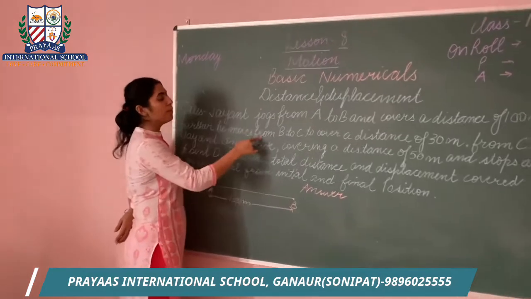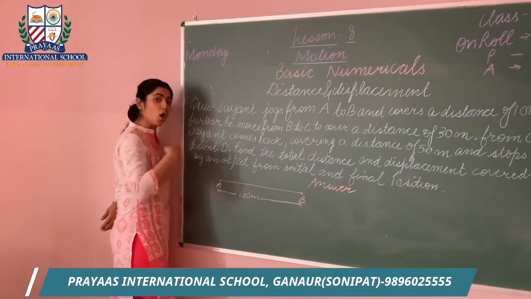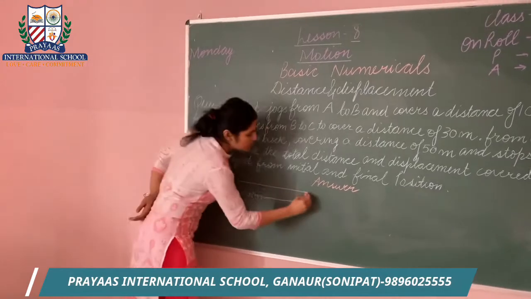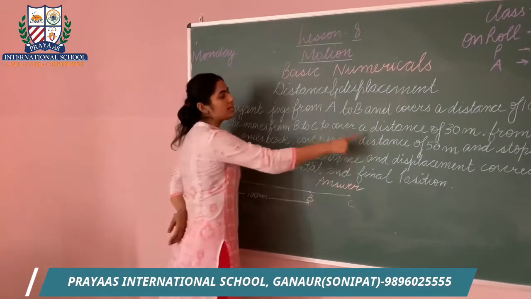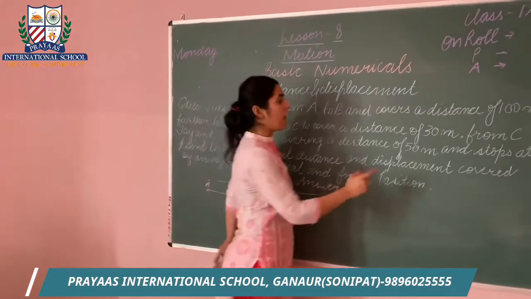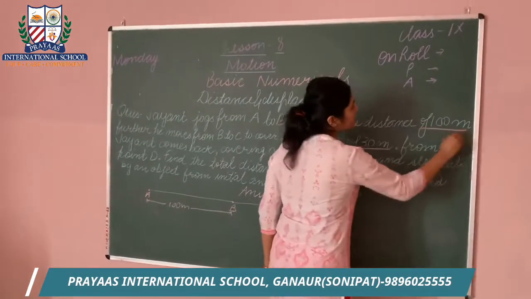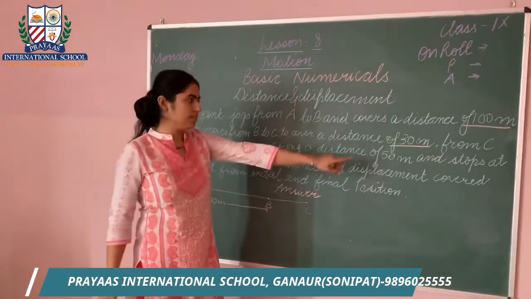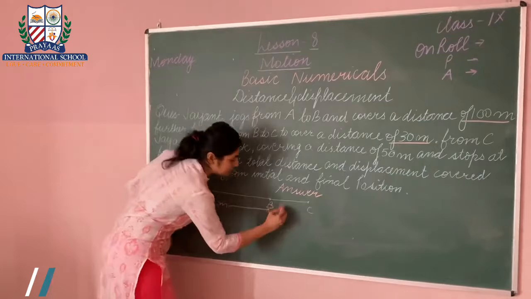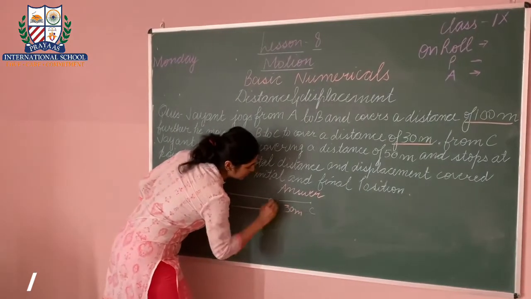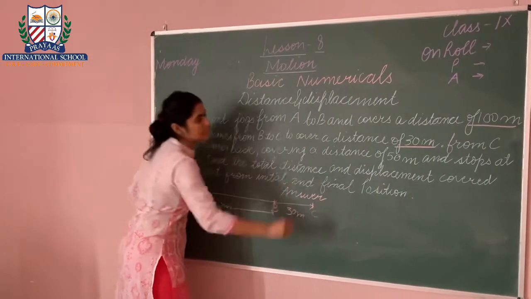Further, he moves from B to C, and covers a distance of 30 meters. How much distance does it cover now? First, he was covering 100 meters. Now he is covering a 30 meter distance from B to C. 30 meters from B to C.